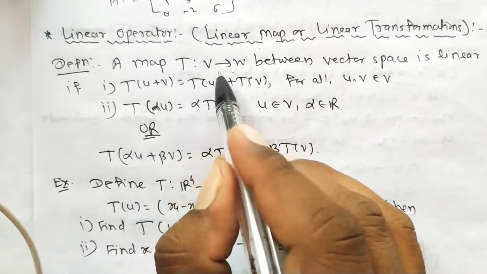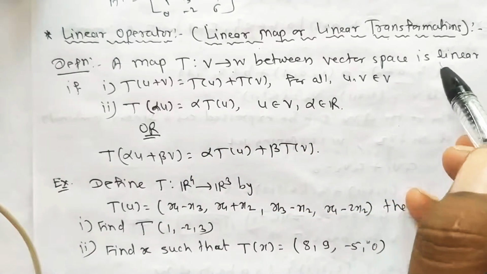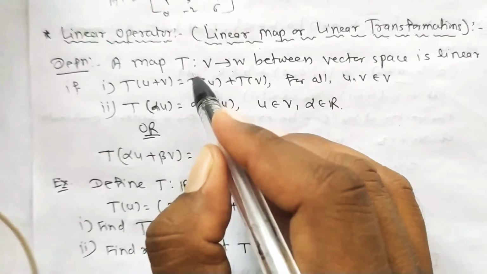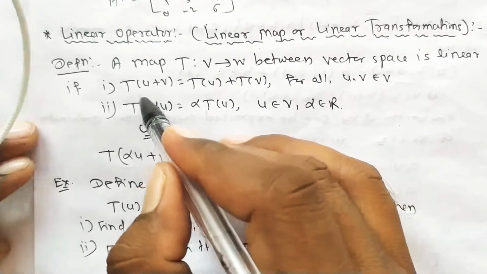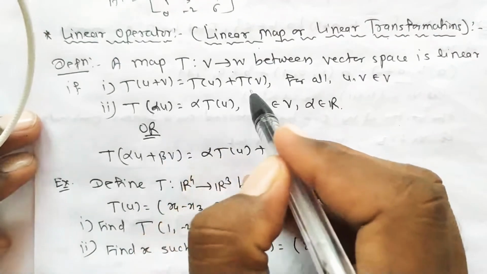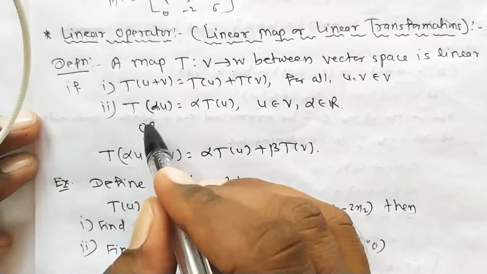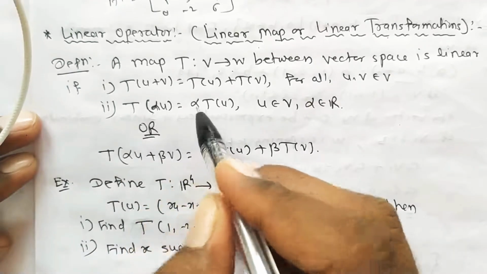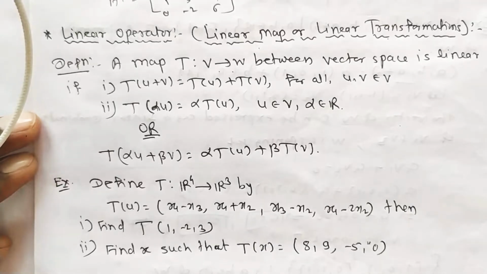A map T from V to W between vector spaces is linear if T satisfies these two conditions, that is T of u plus v is equal to T of u plus T of v for all u, v belonging to V, and the second condition is T of alpha u is equal to alpha into T of u, where u belongs to V and alpha belongs to R.